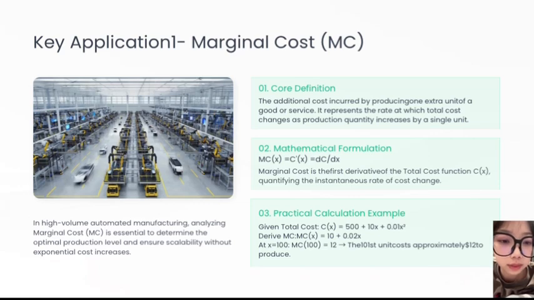Third, simple example. Total cost C of x equals 500 plus 10x plus 0.01 x squared. Then MC of x equals 10 plus 0.02 times x. When x is 100, MC equals 12. Making the 101st product costs about $12. The factory picture shows that factories use MC to find the best output number.